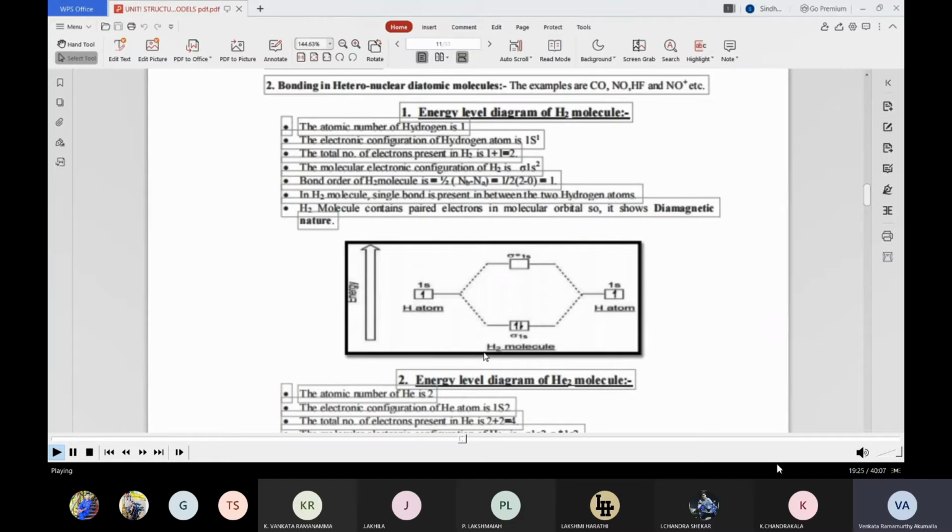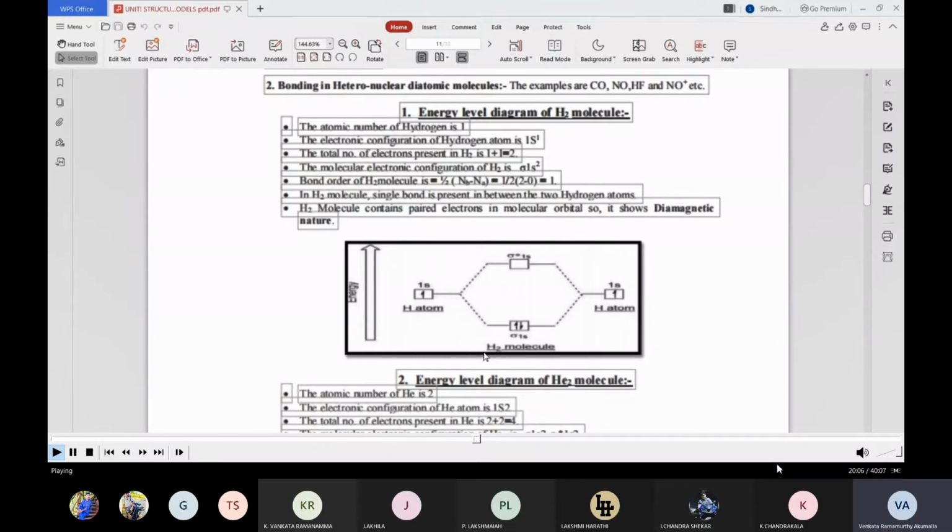So the hydrogen molecule contains paired electrons in molecular orbitals, so it shows diamagnetic nature. Paired electrons in any molecular orbital give diamagnetic nature. At the same time, unpaired electrons in molecular orbitals give paramagnetism. So the next one is the energy level diagram of the hydrogen molecule. That is a very important diagram.